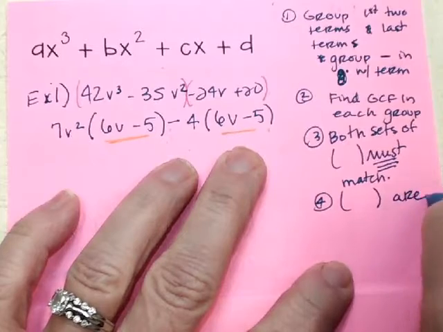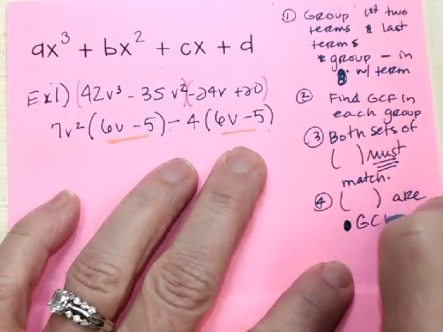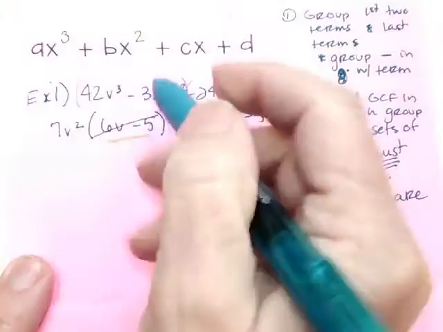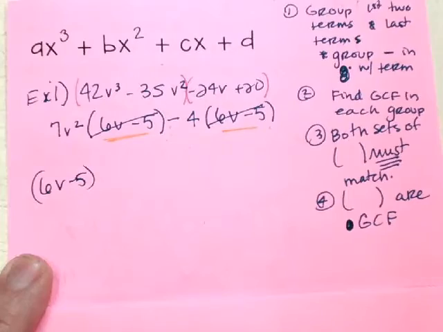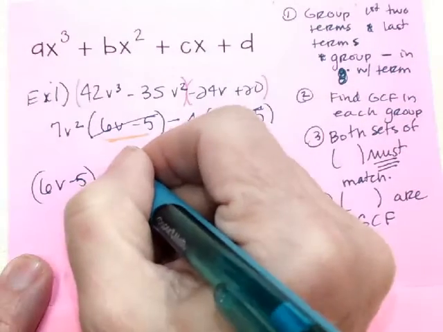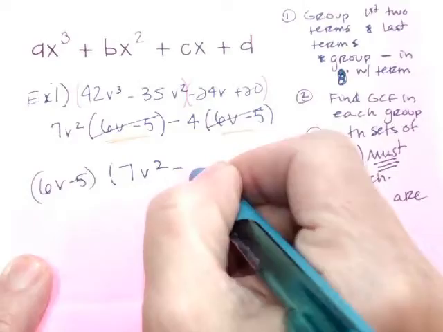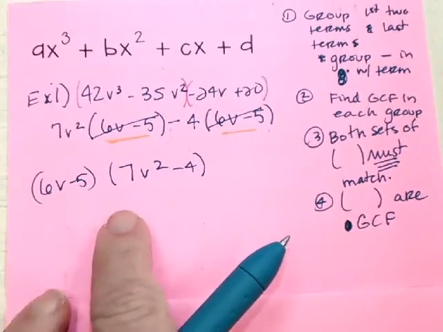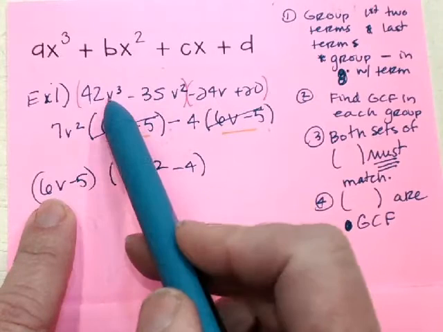So the parentheses are now your greatest common factor, and you know what to do with that. You take it out. So if I factor out a 6v minus 5 from both sets, I get a 7v squared minus 4. That's my answer. If I multiply back out, 6v times 7v squared is 42v cubed.